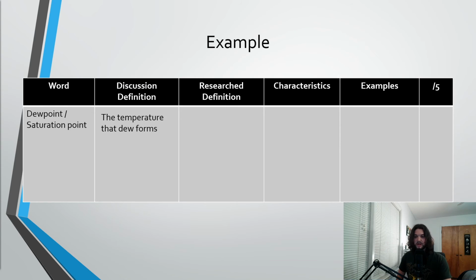And maybe we could come up with something like the temperature that dew forms. We know that dew happens overnight at some point, and we know that it gets cooler at night. So we might decide maybe the dew forms at a certain temperature. Okay, sure. Then we do some research, and we get a definition that is this. We get the temperature at a constant pressure at which relative humidity is 100%.